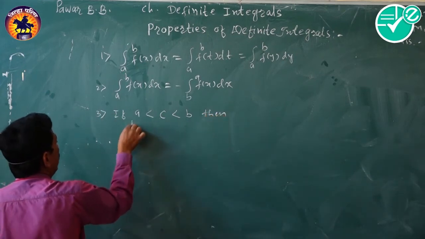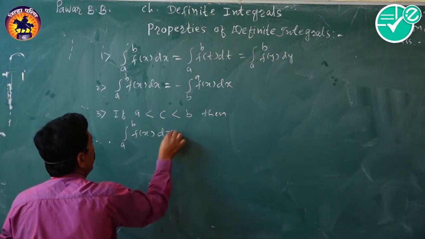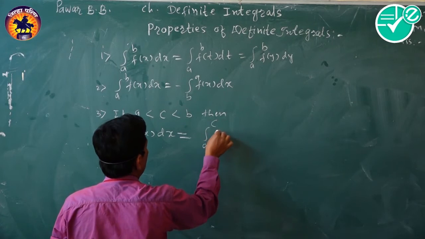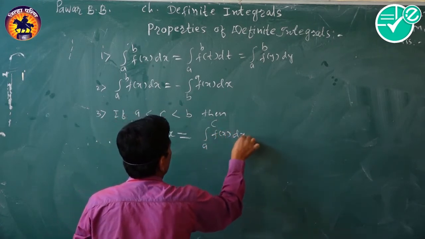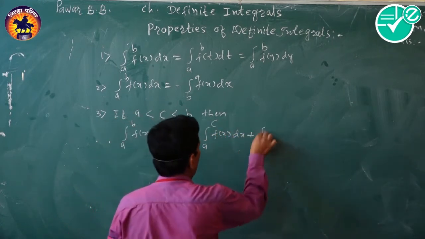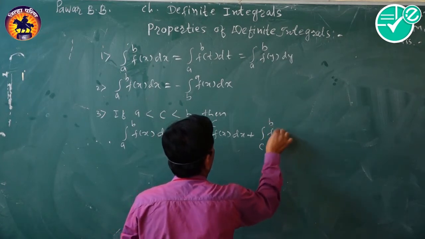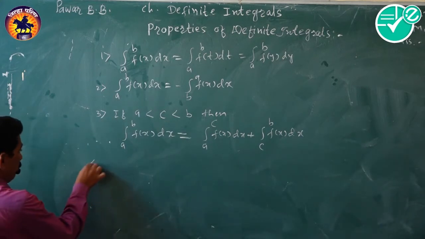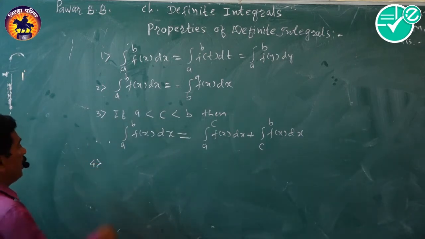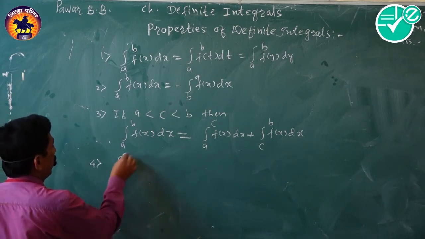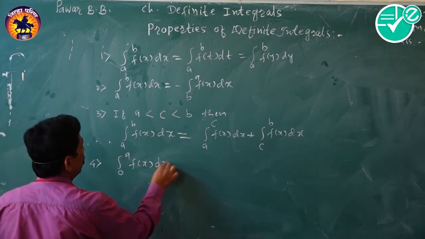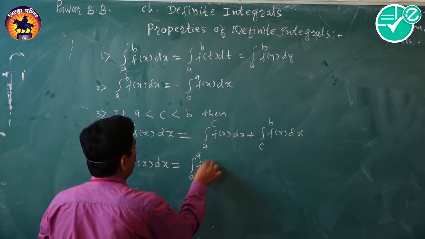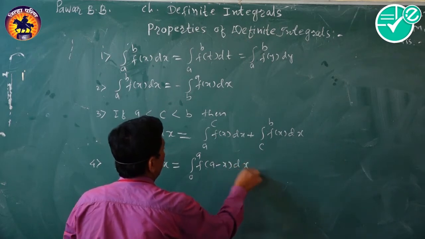Now third property, if a is less than c less than b, then integration from a to b f of x dx equals integration from a to c f of x dx plus integration from c to b f of x dx. Fourth property, integration from 0 to a f of x dx is equal to integration from 0 to a f of a minus x dx.